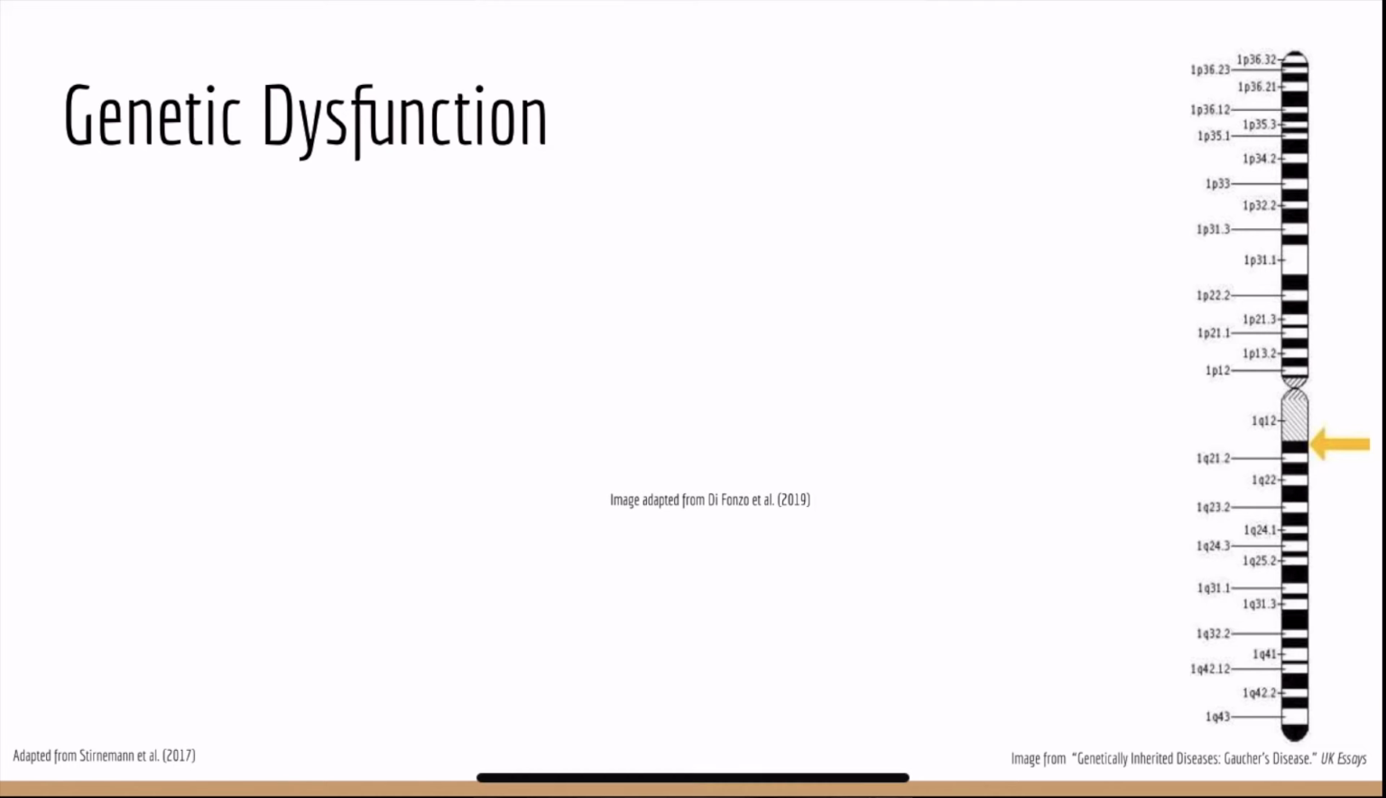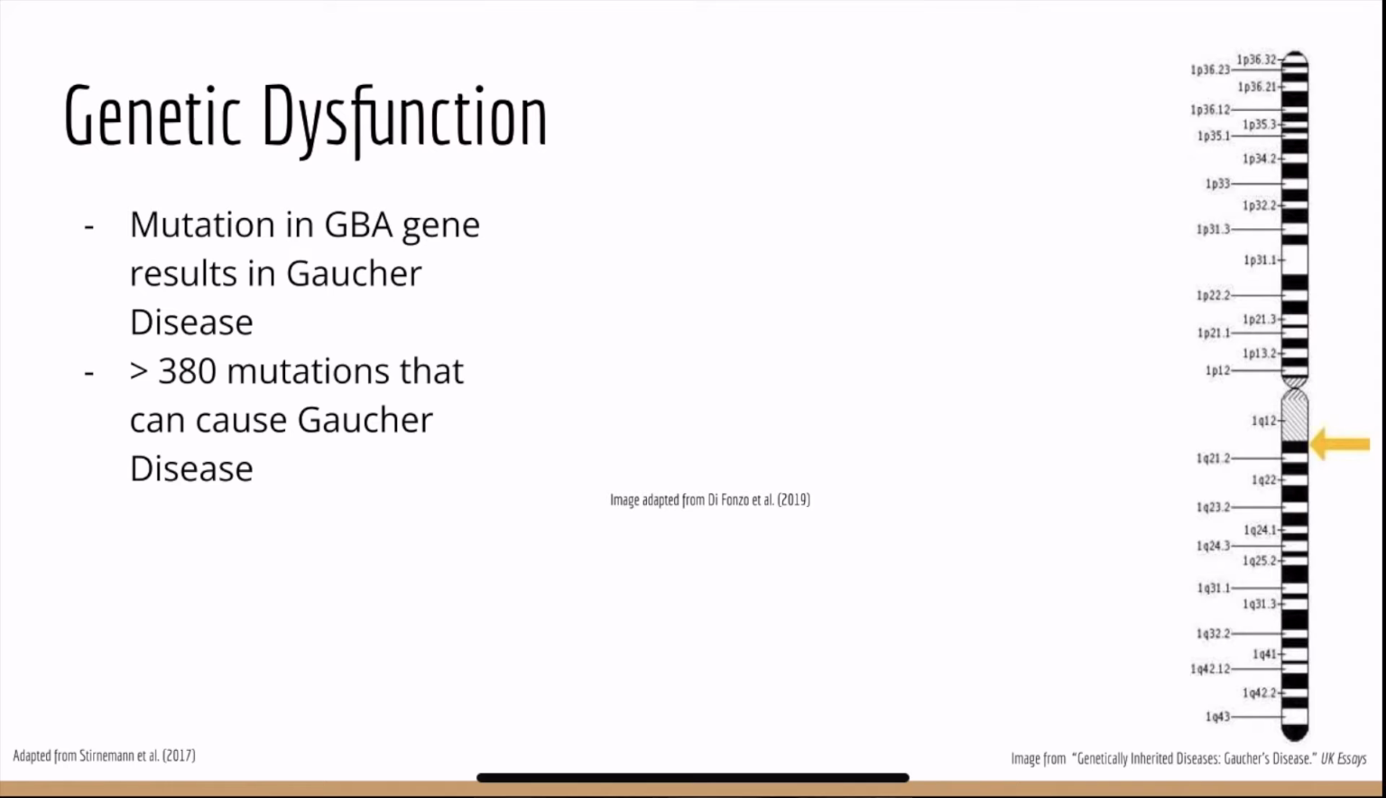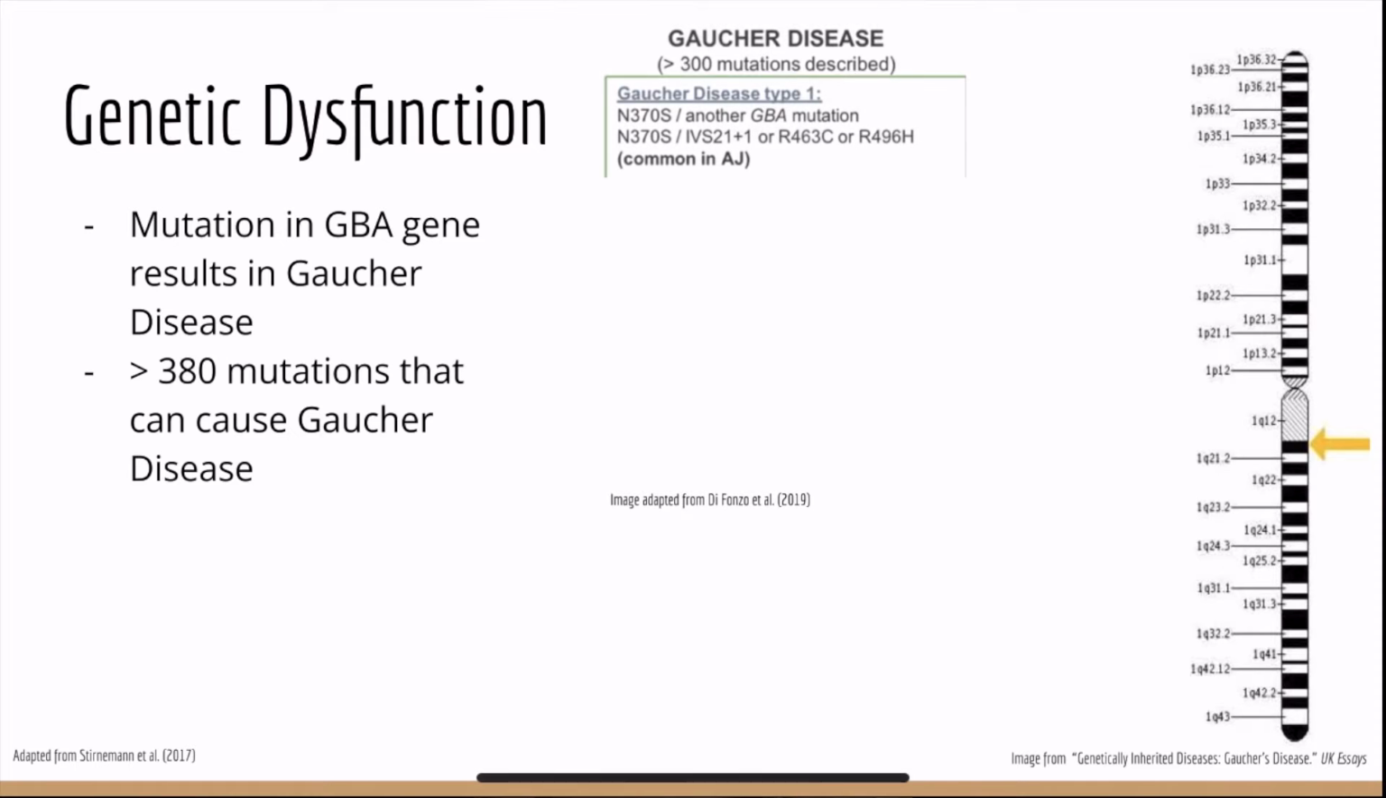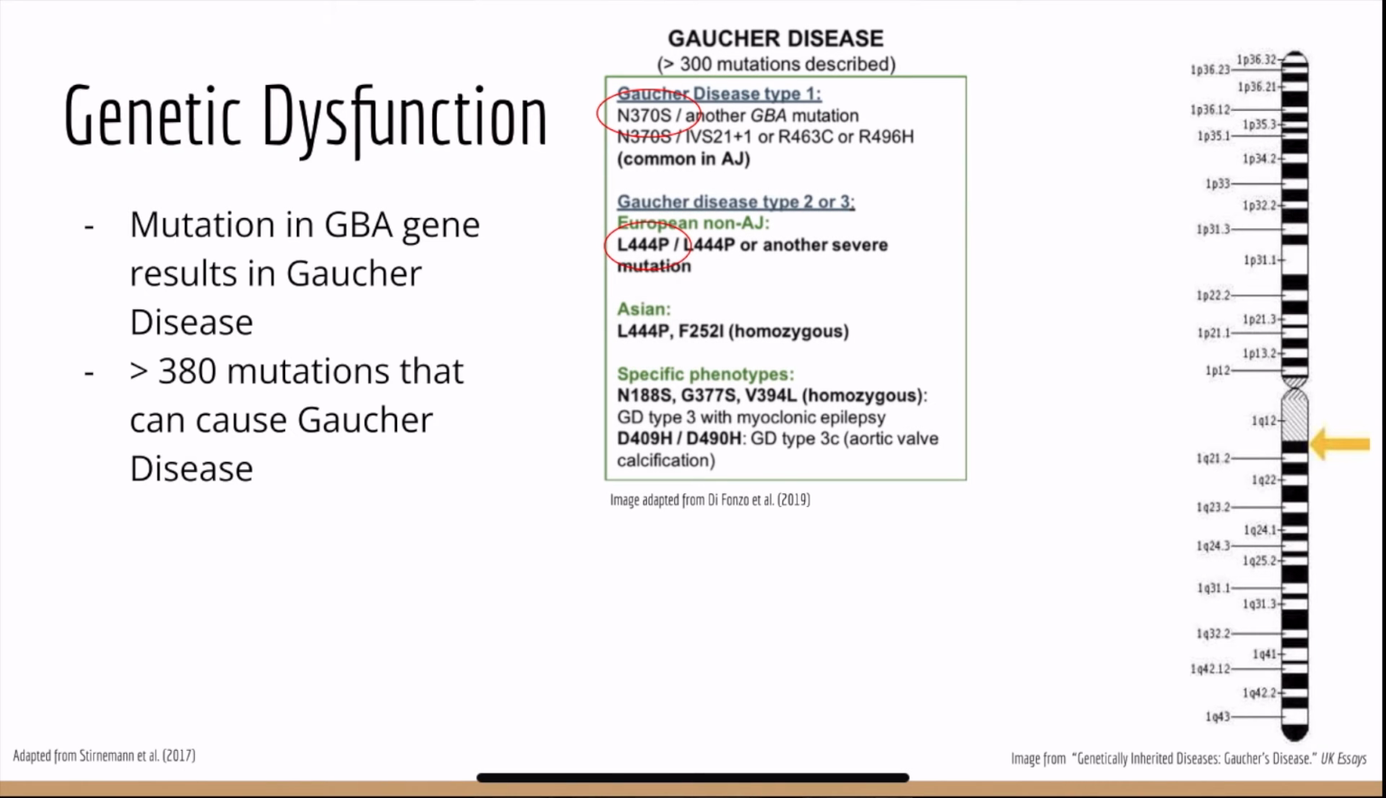A mutation in the GBA gene is what causes Gaucher disease, and there are over 380 mutations that can cause Gaucher disease. However, the majority of the cases of this disease are caused by two mutations. For type 1, the N370S mutation is typically the culprit, and for Gaucher disease types 2 and or 3, the L444P mutation is usually the culprit.